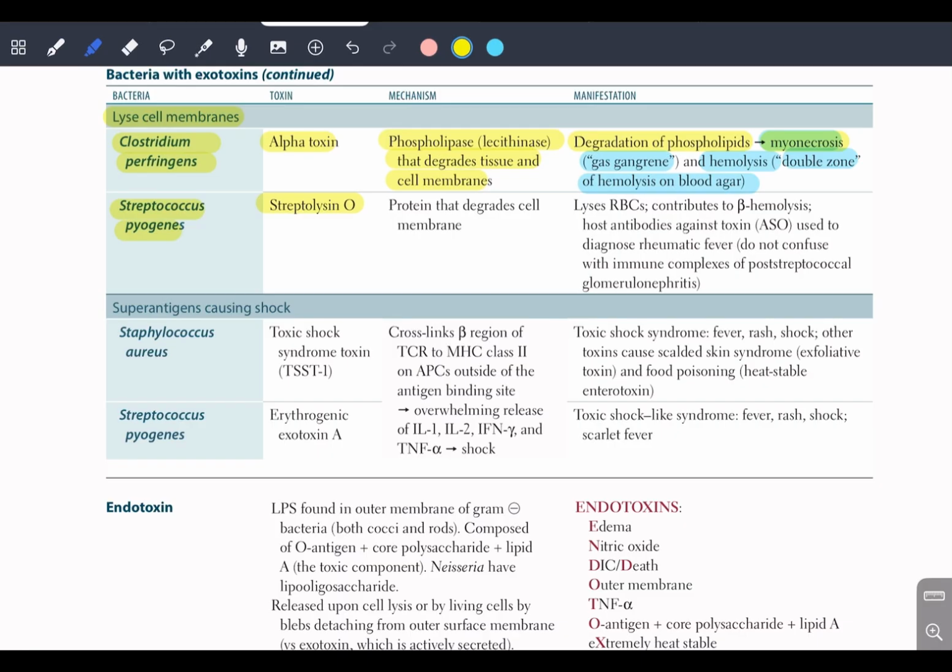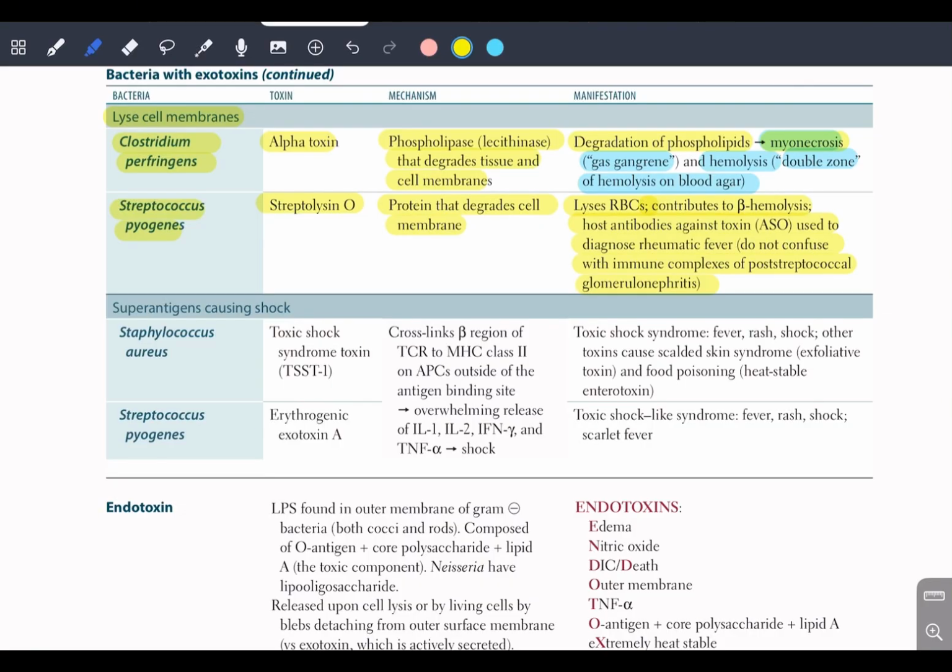This is a protein that degrades the cell membrane. So streptolysin O also degrades the cell membrane. Red blood cell lysis contributes to beta hemolysis. Antibodies against the toxin, ASO, are used to diagnose rheumatic fever. Do not confuse this with the immune complex of post-streptococcal glomerulonephritis. So in this case we have antibodies against the toxin that is produced, and for diagnosis we detect these antibodies in rheumatic fever.